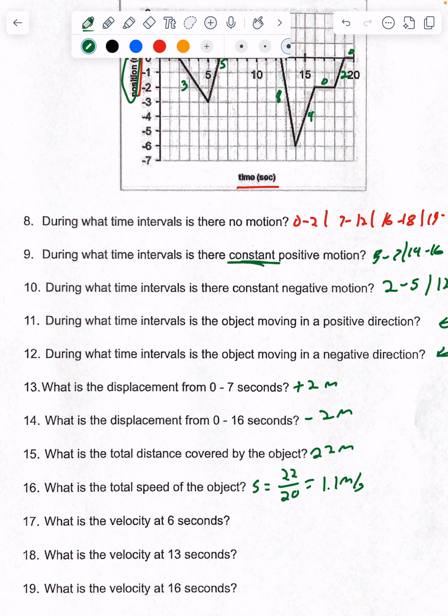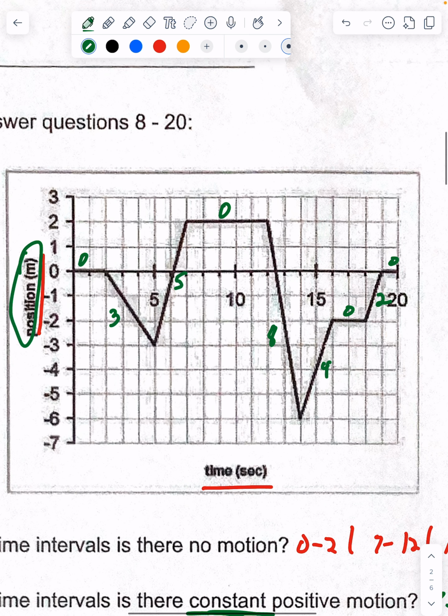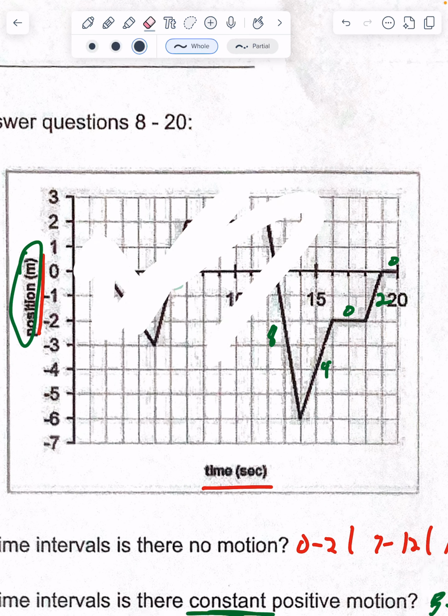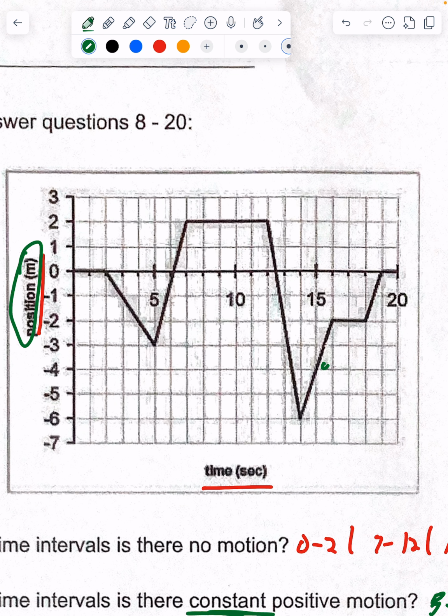17 was the velocity at 6 seconds. Okay, so let me clear this up again. All right, so at 6 seconds, we are right here. Now, different ways you could do this. You could do y2 minus y1, just take the endpoints. Like you could do the endpoints right here. Do y2 minus y1, so that would be 7, comma 2. And then right here, it'd be 5, comma negative 3. Do y2 minus y1, so 2 minus a negative 3. That becomes positive. Over 7 minus 5.